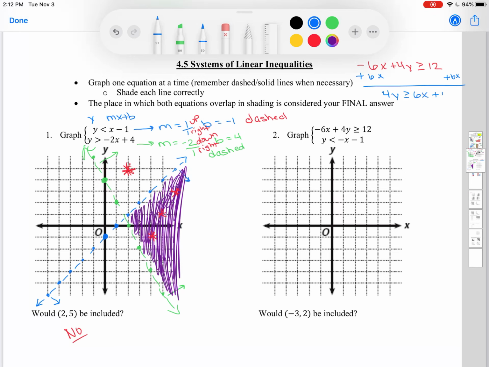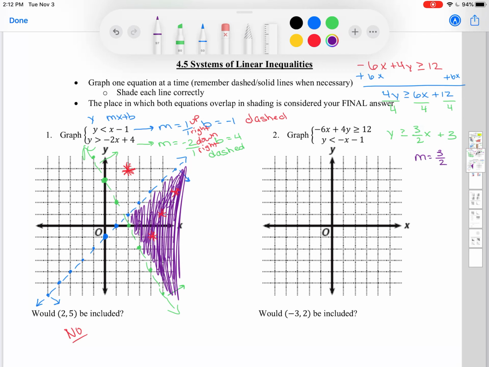So I'm going to take that function and I'm going to start by rearranging the terms, just like we did previously. Add a 6x this time because it's already negative. We get a 4y is greater than or equal to 6x plus 12. Divide by 4.